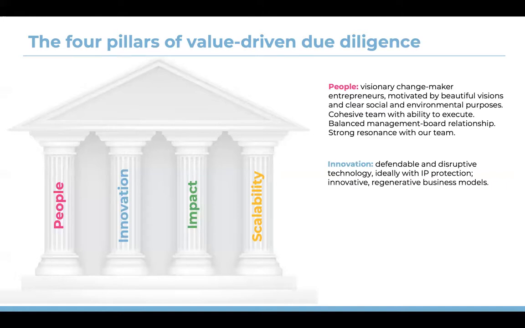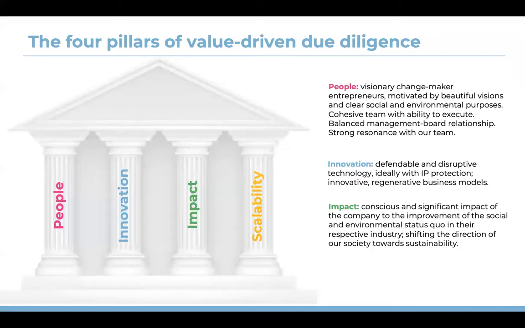The second pillar is innovation. Innovation in terms of either a very disruptive technology that can be defended, ideally with intellectual property protection, which feeds into, of course, a defendable business model. But also it can be innovation in terms of very innovative and regenerative business models. So how the organization operates.